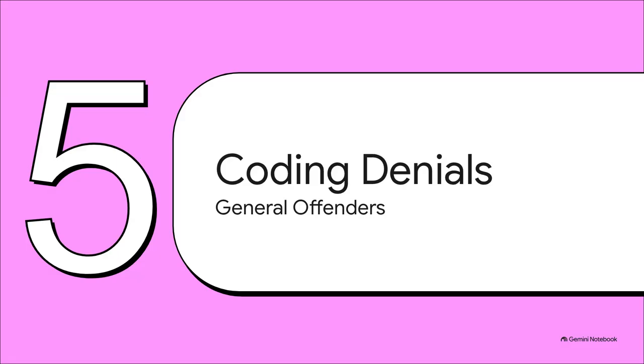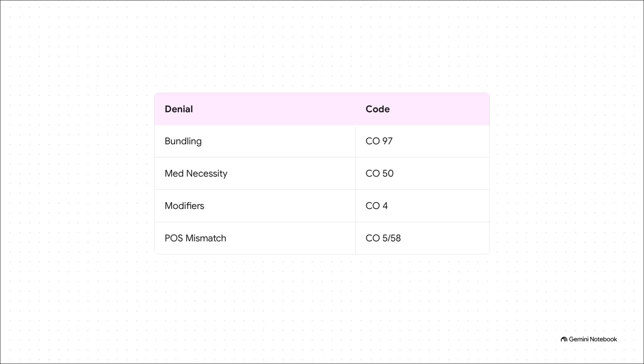Now that you know how the codes work, let's look at Section 5, our coding denial taxonomy. Let's categorize the heavy hitters, the most common general coding offenders you're going to see. CO97 means your services were bundled into another primary procedure. CO50, that tells us the service wasn't deemed medically necessary. CO4 is an alert that a modifier is either missing or inconsistent. And CO5 or 58 indicates that your procedure code just doesn't match the place of service you billed.